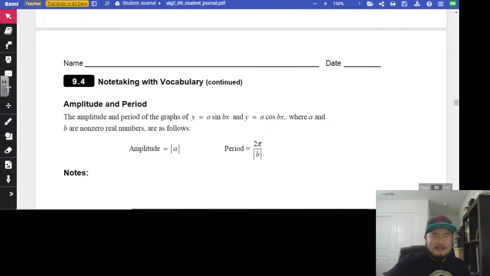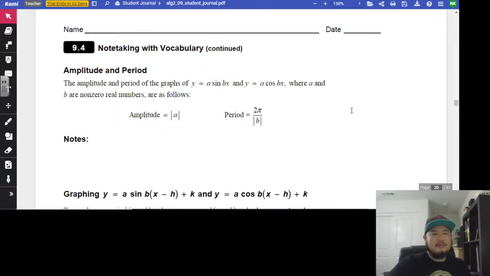But carrying on, as we move along in our notes right here, you can see we're at this part where we call amplitude and period. And we talked about those two items, and those are some of the main parts that we need in order to graph these functions. The amplitude, very simple equation: amplitude is equal to the absolute value of A. And the period is equal to 2 pi divided by the absolute value of B.